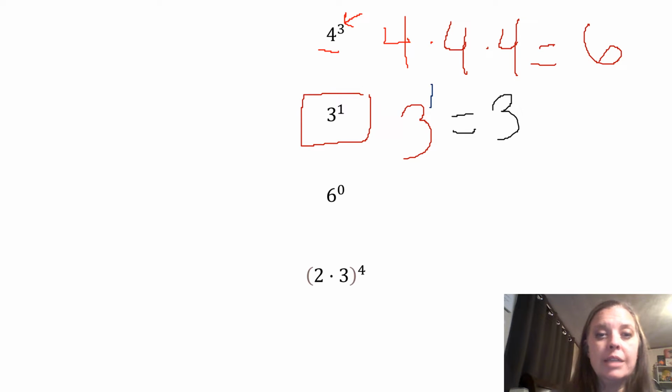Now, 0 exponents, and there is an explanation, and if you want the explanation, we can talk about that at our face-to-face meeting. But the rule is anything to the 0 power is 1. Always and forever, anything to the 0 power is 1.